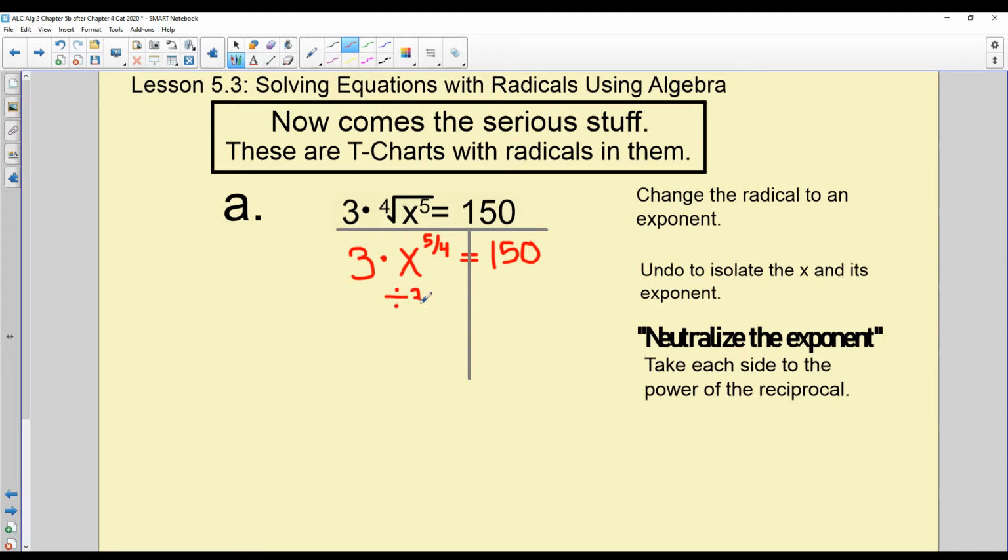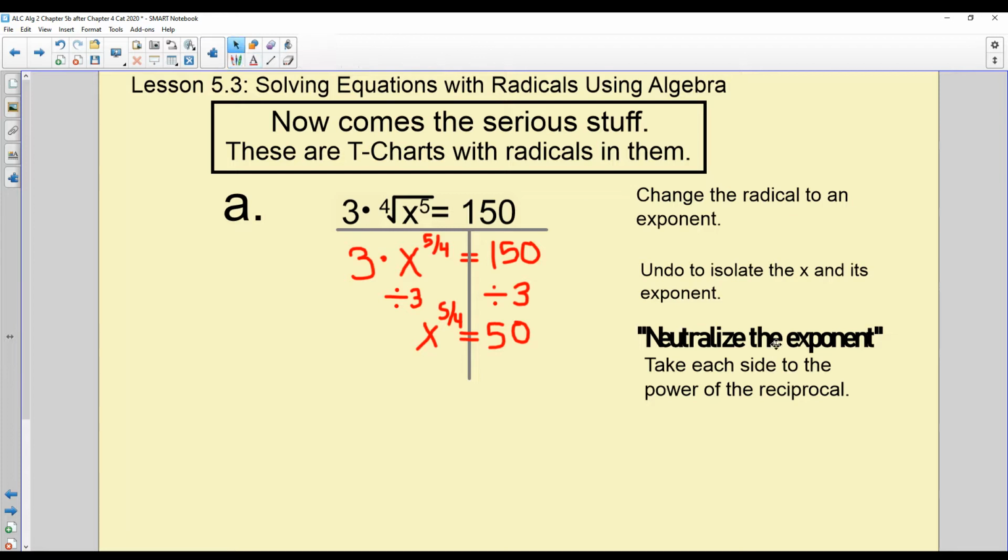And what is 150 divided by 3? All right, so what we should have is x to the 5/4 power equals, and you said that it was 50. All right, now we've made it to the point where we have what we've been practicing solving.